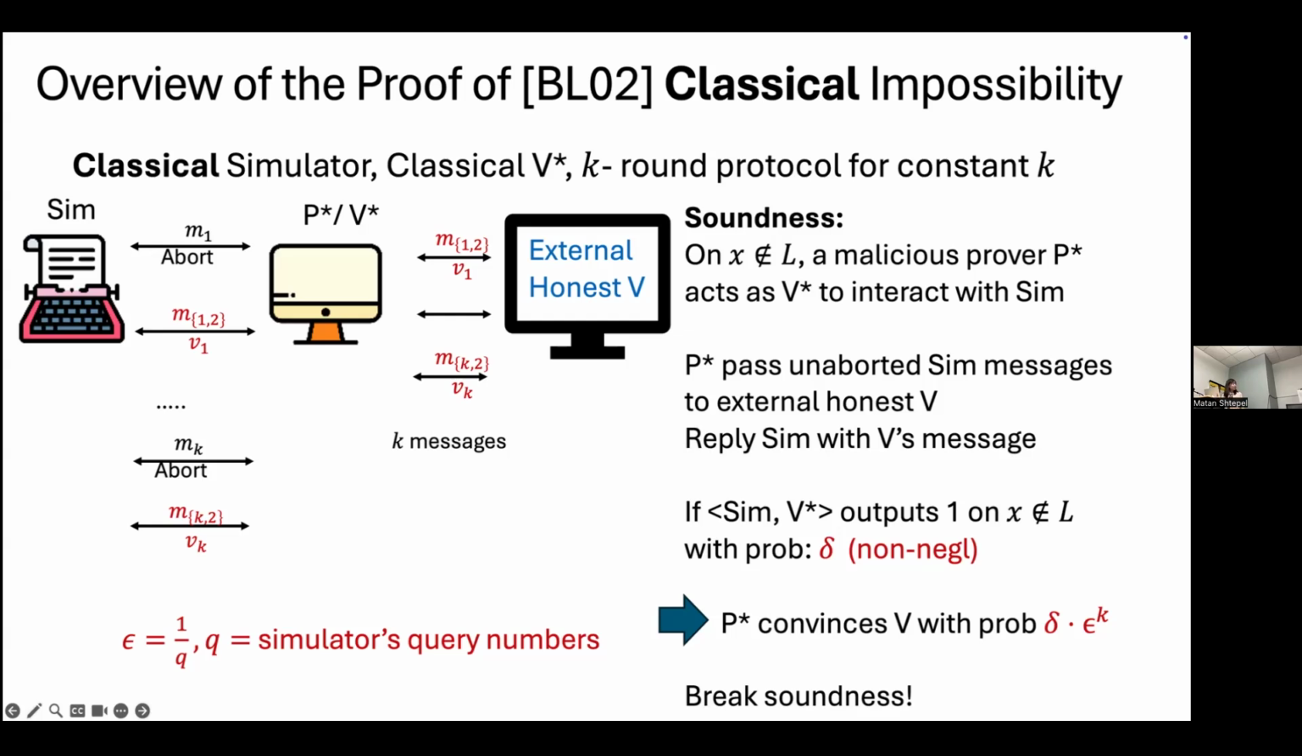verifier. And as we said, if the simulator can convince the V star on something not in the language, then what we do is simply pass the simulator's message to the external honest verifier. We know that we are going to deceive the external honest verifier as well, with some loss in probability. But that is still okay because it's multiplying by an inverse polynomial, and that would break the soundness. So this is the idea here.